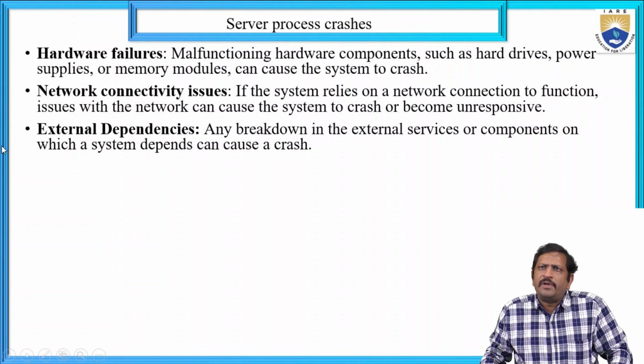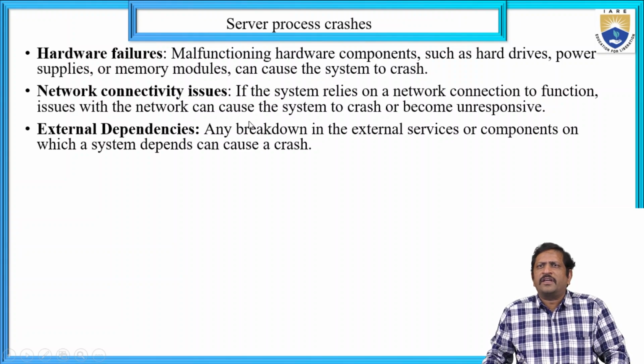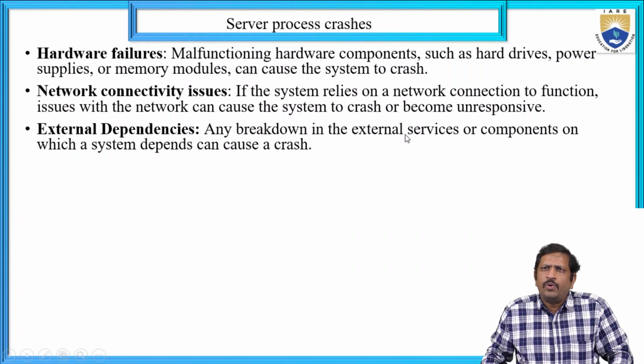Network connectivity issues. Due to network connectivity issues, a server or process can also crash. If the system relies on the network for its connections and functions, issues with the network can cause the system to fail or crash, or the server can become unresponsive. External dependencies. Any breakdown in an external service or component on which a system depends can cause a crash in a server.